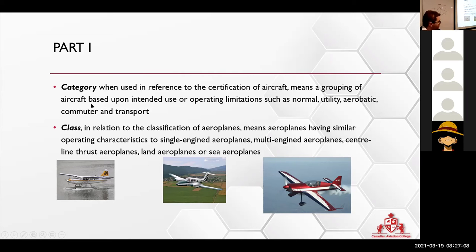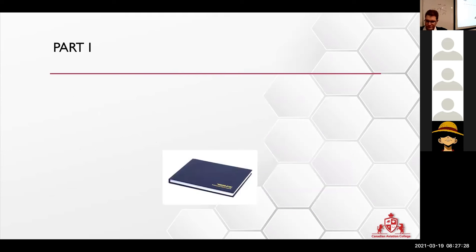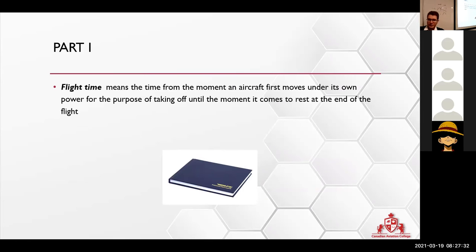Now, let's suppose they're all normal category, all right? This is a seaplane class, this is a multi-engine class, this is a land airplane class, all right? So keep that in mind. It can be the same category, but different classes. So write that down, all right?